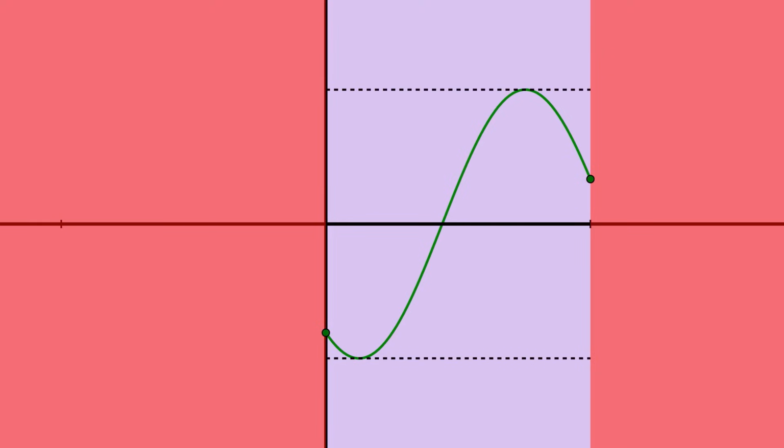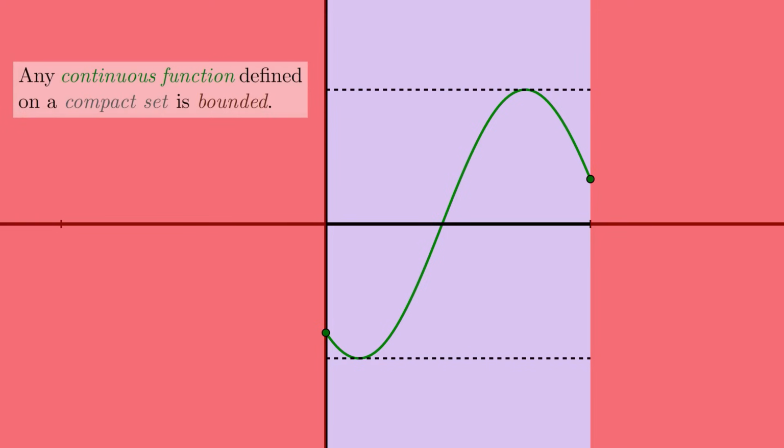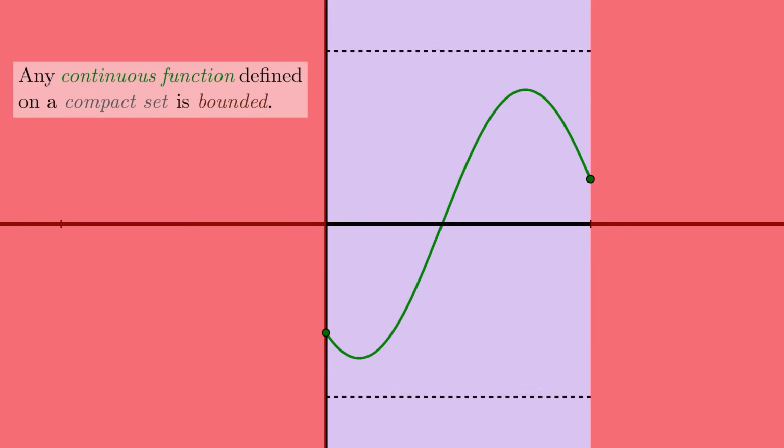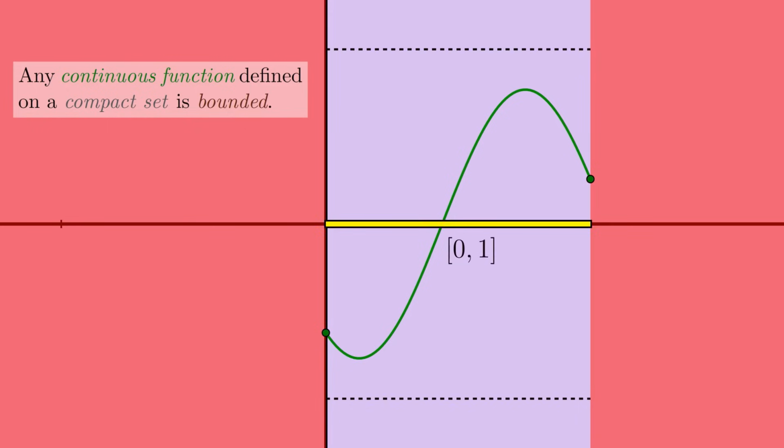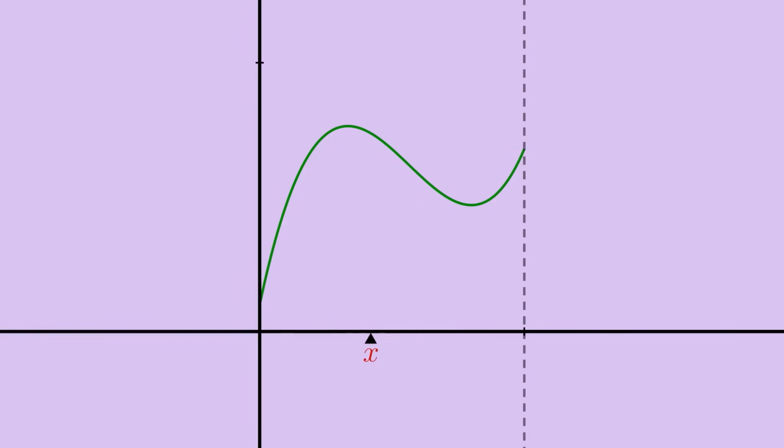This fact is known as the extreme value theorem, and to show how compactness plays a key role, we'll prove a slightly weaker version of it: that any continuous function defined on a compact set is bounded, meaning the function's outputs have both a finite upper bound and lower bound, but we won't require the function to actually reach those bounds. Just so we have something concrete to look at, let's take that compact set to be the closed interval 0 to 1.